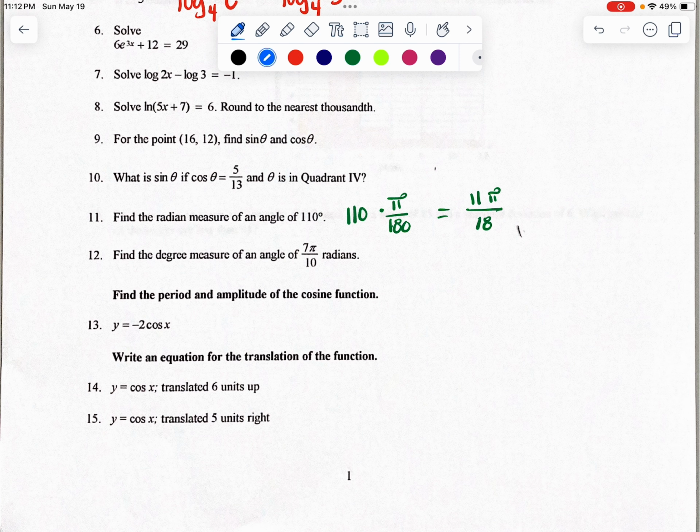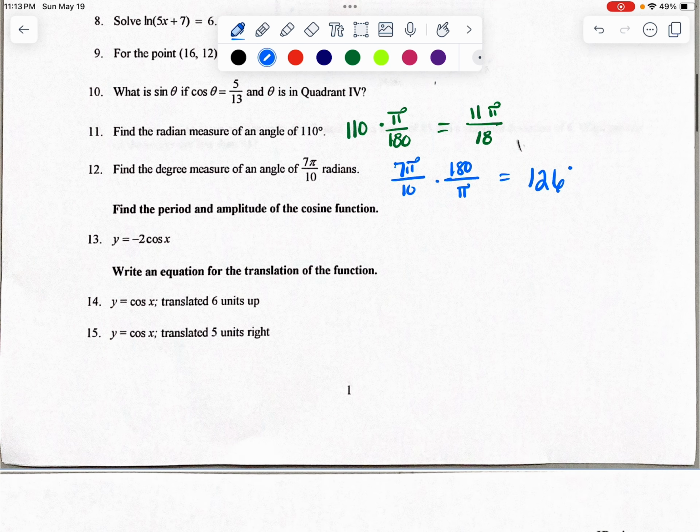So number 12 is the same thing, just upside down, right? I have my radian measure, so I want to change it to degrees. So I'll multiply times 180 over pi. Remember, those two are always constant. Let's see, 7... I hope I use my calculator correctly. So that one's going to be 126 degrees. That's what you end up with for that one.